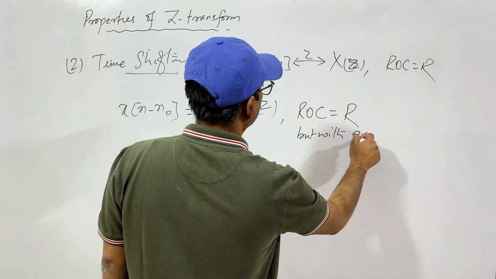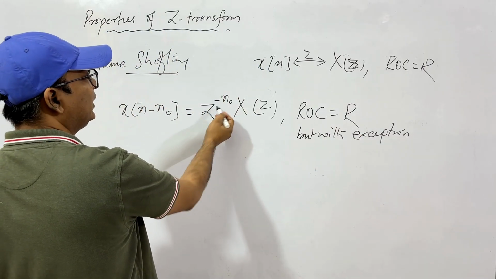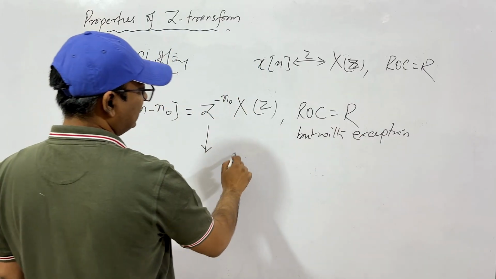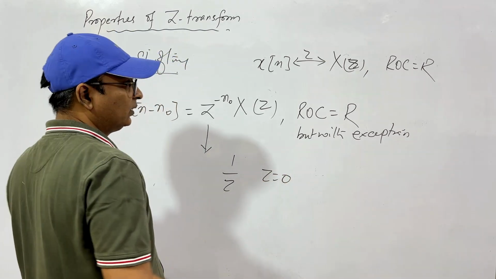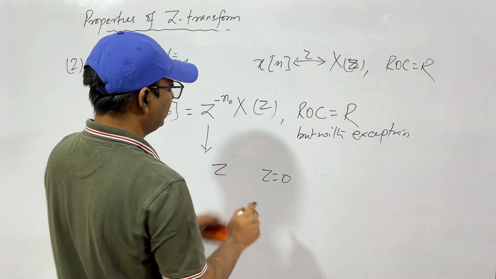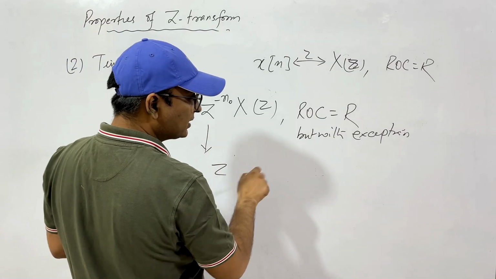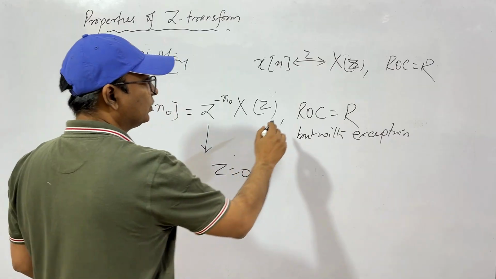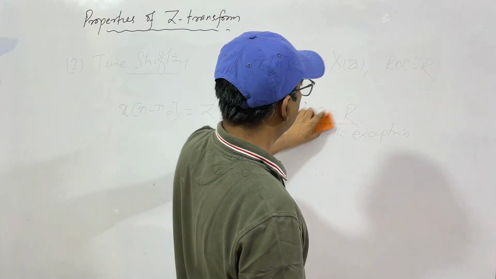And what are those exceptions? Exceptions are the poles that have been introduced by z to the power minus n0. Let's say it is 1 by z. Then at z equal to 0, you have a pole. So that will be an exception. Or if this is simply multiplied by z, that is for n plus 1, then there will be a 0 at z equal to 0. So the region of convergence will be R, but with these exceptions. Scaling in the Z domain.